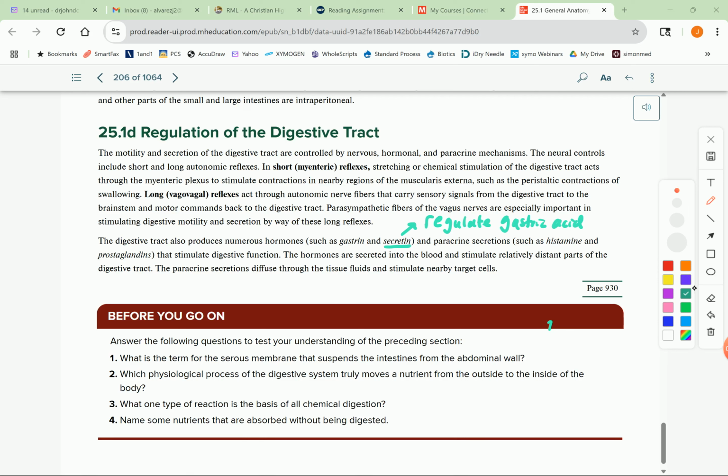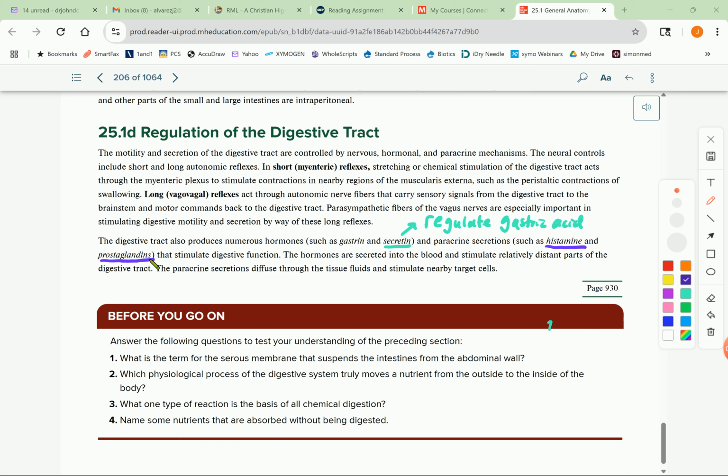Okay, then there are histamines and prostaglandins. Now, these have the potential to create inflammation. Now, this does get a little weird, and at this level, we're not going to get too deep with this stuff. But the quick version is histamines and prostaglandins are important for digestive function.